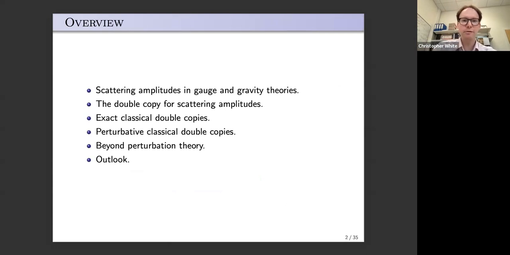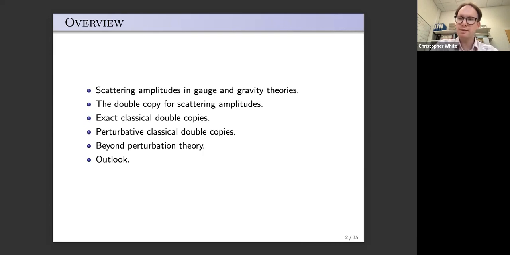Okay, so let me give an overview of the talk. I'm going to talk a little bit about scattering amplitudes in gauge and gravity theories. Many of you will be familiar with this anyway, of course, but that will also set up notation that I need throughout. I'll then talk about something called the double copy for scattering amplitudes. Now, the double copy, as we will see, is a relationship between gauge and gravity theory. So it started in scattering amplitudes and then spread outwards from there. So I'll talk about its original incarnation for scattering amplitudes.